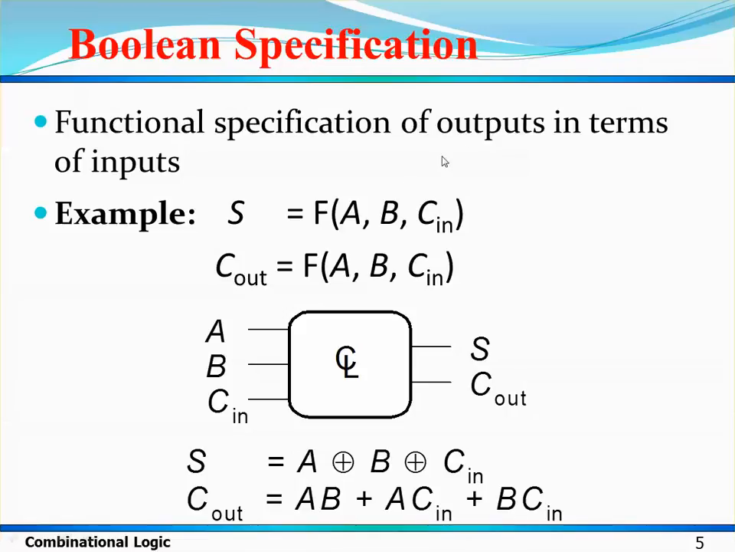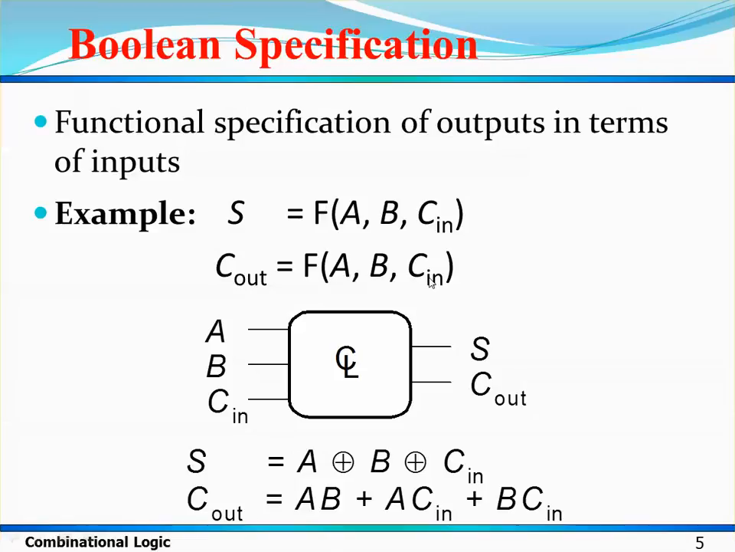The functional specification gives the output in terms of the input. There are two Boolean functions, S and C out. This is the combinational logic, and this black box basically represents a full adder which has three inputs A, B and C in, and will produce two outputs S and C out. The output S, the short form of sum, is equal to a function of input variables A, B and C in. Output carry C out is also a function of A, B and C in.